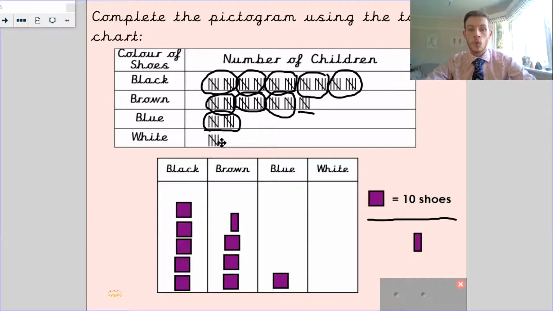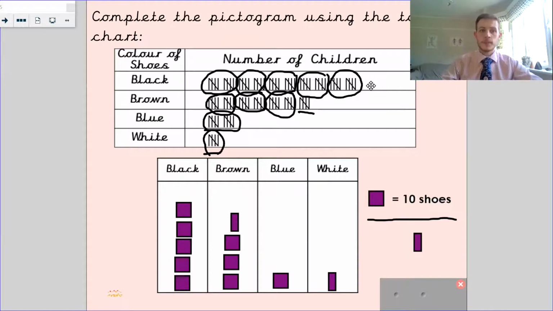Perfect. Now for white, let's try and group in our tens. 5, we can't. We've only got a 5, which means instead of it being a group of 10, it's going to be a group of 5, which is half of 10. So we need to do our half drawing for the last one. There's our half drawing. Well done. We worked that one out really well because we managed to group them in our tens to make it easier.